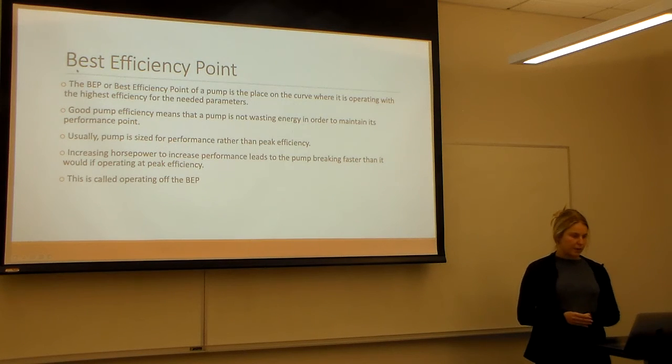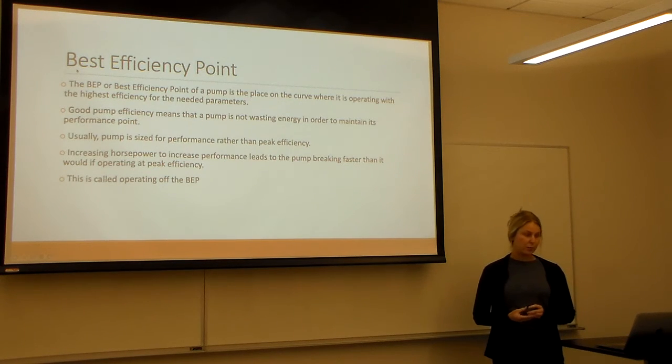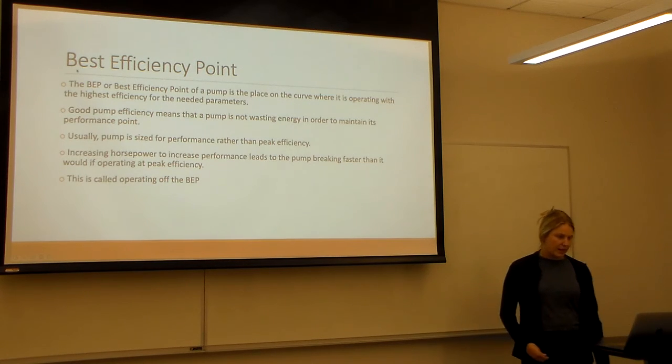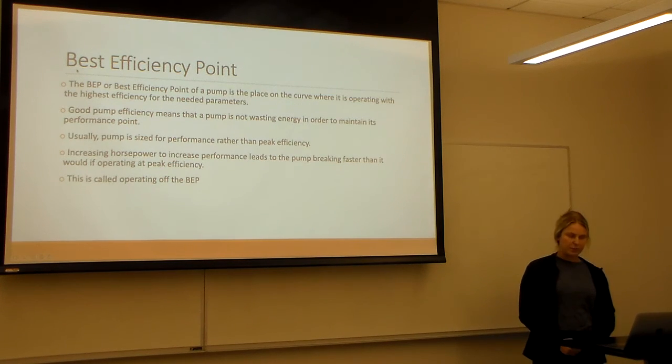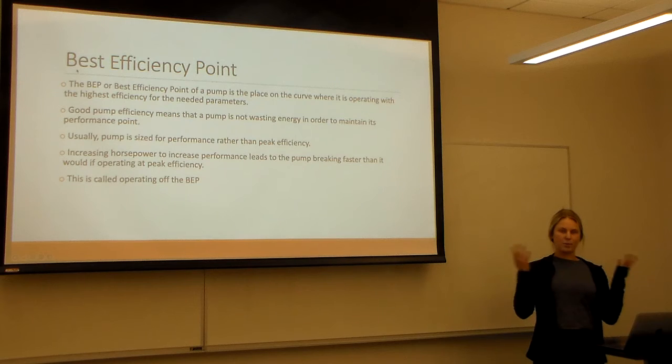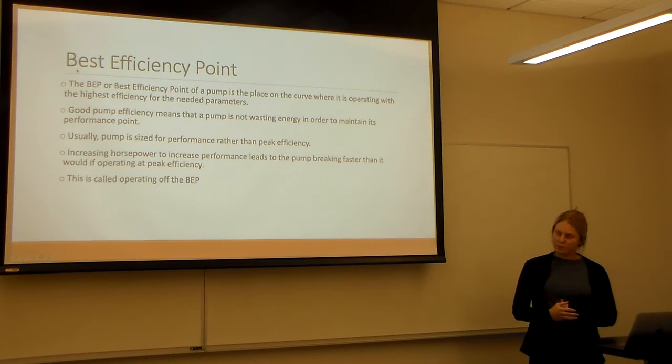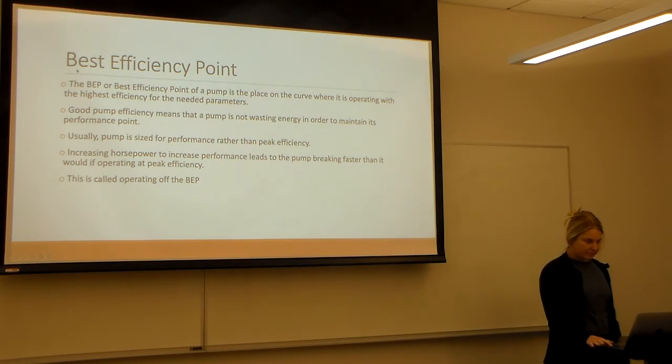So usually increasing horsepower to increase this performance leads to the pump breaking faster than it would if it was operated at peak efficiency. And this is called operating off the BEP, which is very common when you're in the plant, because a lot of the time you want to process more product, and they care more about making money than keeping all the pumps healthy for as long as they can.